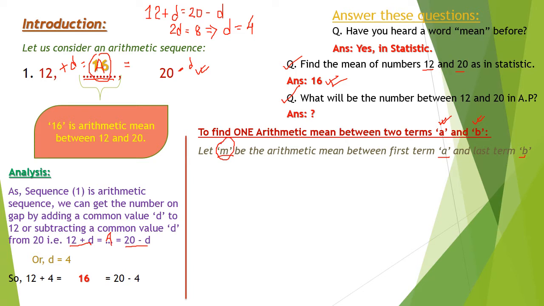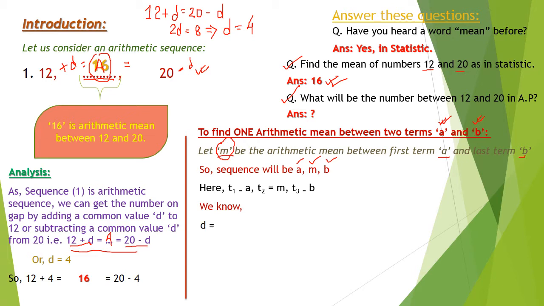Now we are going to derive the formula. Our sequence will be A, M and B, isn't it? Because M is the arithmetic mean between A and B, and there are only 3 terms. So our sequence will be A, M and B. Here T1, T2 and T3: T1 is A, T2 is M and T3 is B. Now we know common difference D is equal to T2 minus T1, and also T3 minus T2.